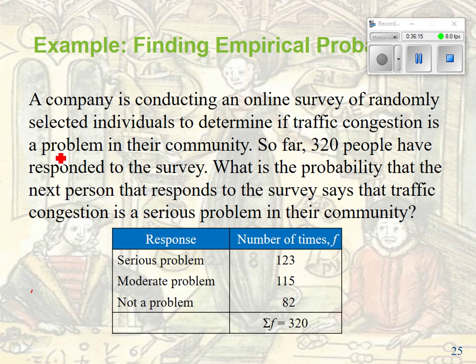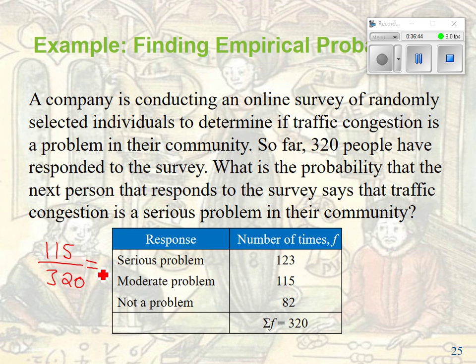So it'd be something like this. You'd be given the chart: the response, serious problem, moderate problem, not a problem, and the number of times it occurred. Got the total down here. Remember, this little symbol means summation, so that's all of them added up. That's going to be our bottom number. What's the probability that it was a moderate problem then? What goes on top? 115.